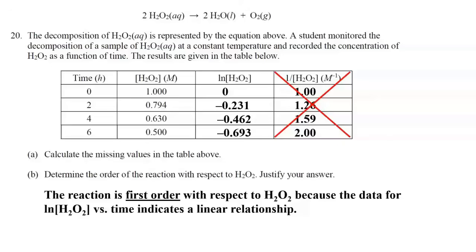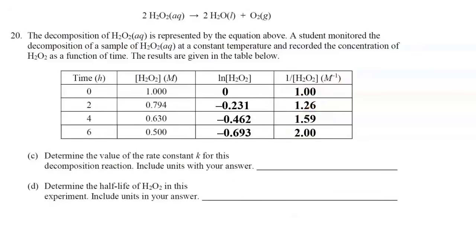All right, so the correct answer to part B is that it is first order with respect to the H2O2, but that's because the data in the table shows us that natural log of concentration versus time is a linear relationship. Now, on to part C. We know that we have first order kinetics. Part C says determine the value of the rate constant K for this decomposition reaction. Include units with your answer.